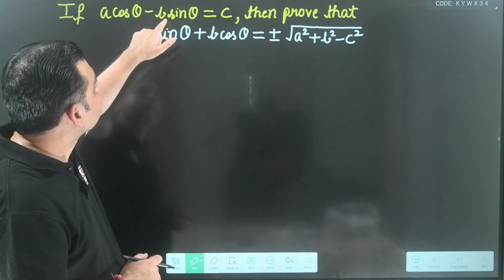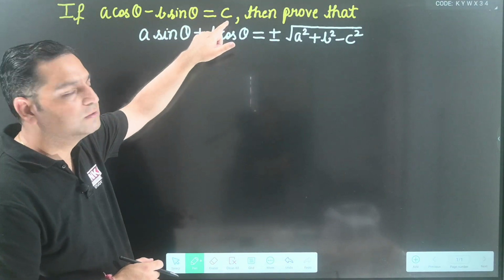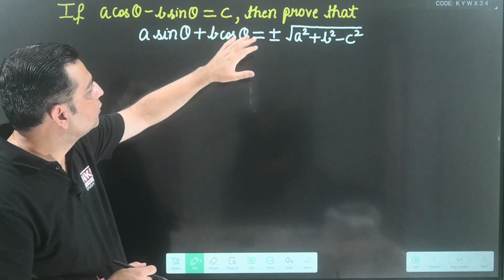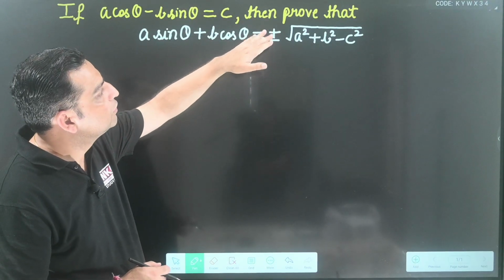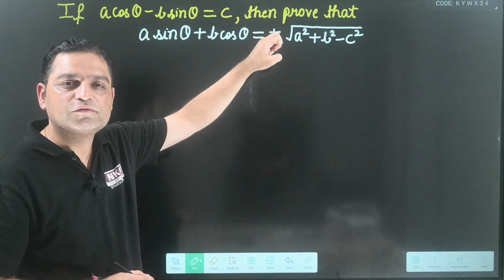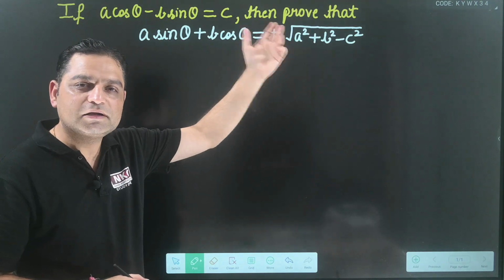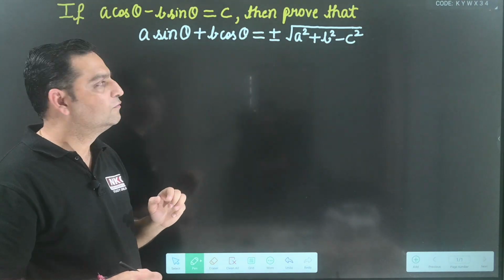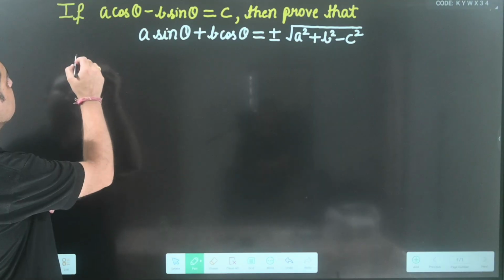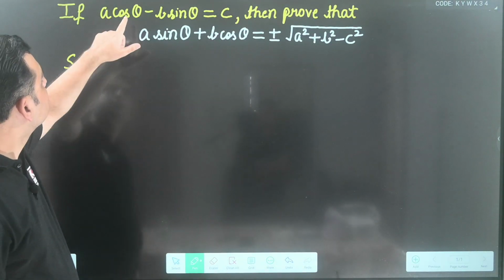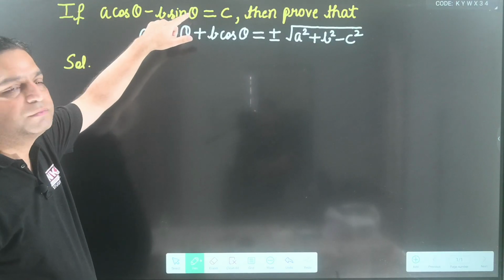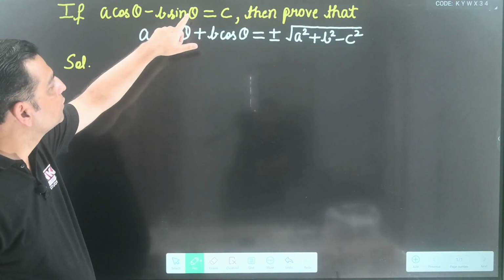A cos theta minus B sin theta is given as C, and we need to prove A sin theta plus B cos theta is equal to plus minus square root of A square plus B square minus C square. See, this is a very tricky question. How do we need to start? Please have a look. A cos theta minus B sin theta equal to C.